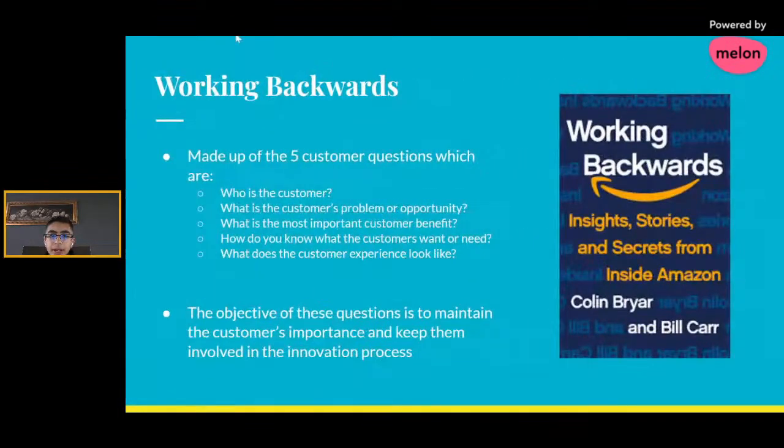Next, working backwards. This is made up of the 5 customer questions, which are: who is the customer? What is the customer's problem or opportunity? What is the most important customer benefit? How do you know what the customers want or need? And lastly, what does the customer experience look like? All of these questions are created to maintain the customer's importance and keep them involved in the innovation process.